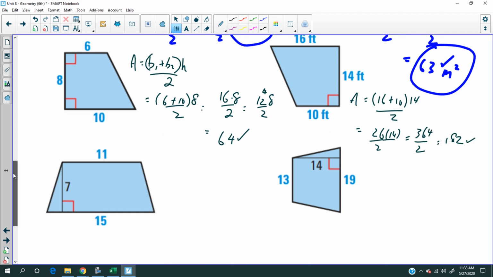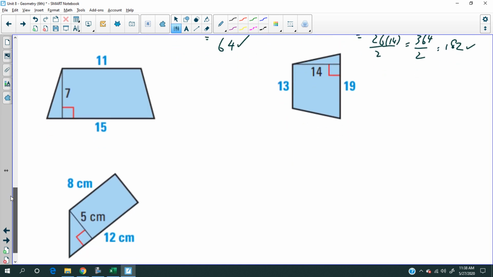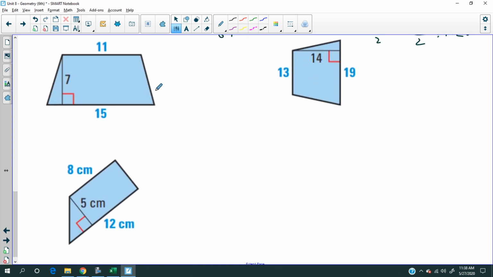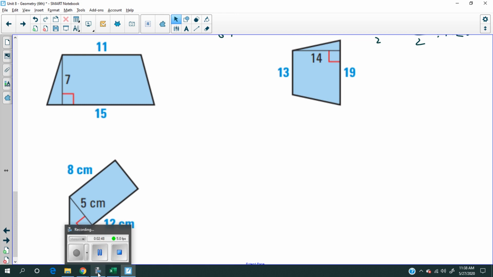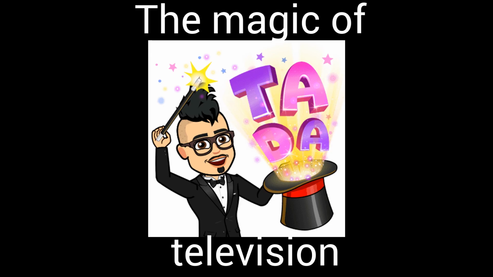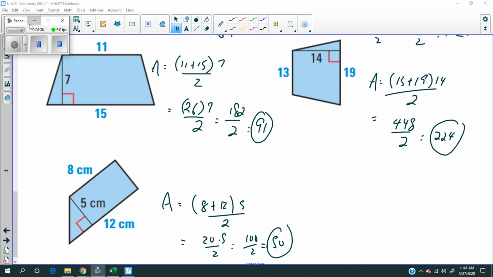So here's what you're gonna do. Do these 3 questions right now. When you finish doing it, the answer key will magically be there. So I'm gonna press pause right now. Okay, and through the magic of television, the answer keys are here. I did the work. I used my calculator on my phone, and there you have it.